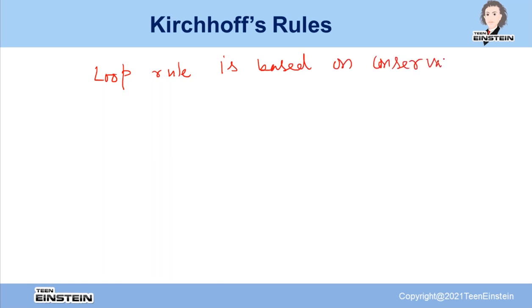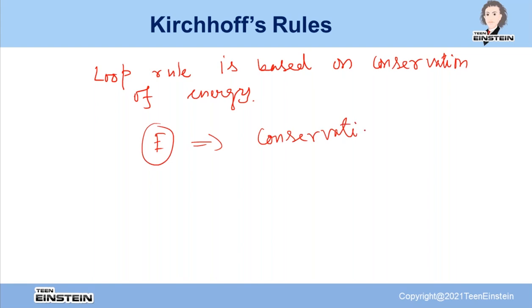Or in other words, we can prove it this way. The driving force for the current, or for the charges to flow, is the electric field. And the electric field is actually conservative in nature, right? If you take a loop, it is a cyclic path.